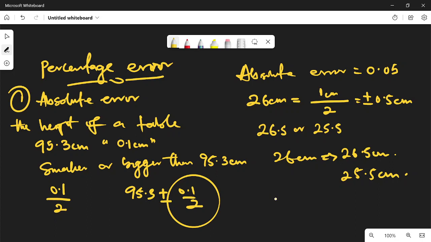Yes, sir. For me to know that you are getting what I'm saying, if I have 26.0 centimeter, what will be my absolute error? If I have 26.0 centimeter, what will be my absolute error? I'm expecting the answer.